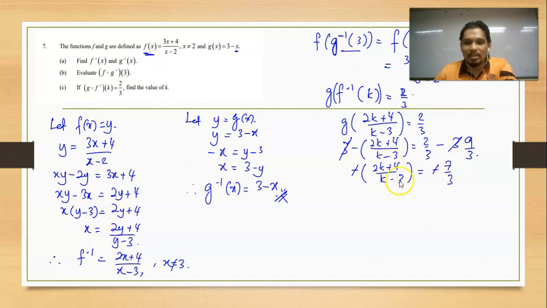Cross multiply: k minus 3 times 7. 3 times 2k equal to 6k. 3 times 4 equal to 12. 7 times k, 7k, and 7 times negative 3, minus 21. So bring this 7k to the side, become negative: 6k minus 7k, negative k. Negative 12, bring out here, become negative, so negative 21 minus 12, negative 33. Then k equal to 33.